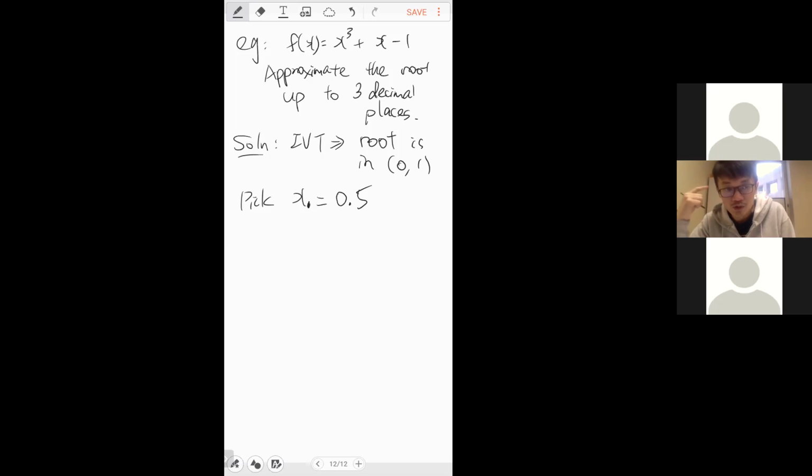Let me say this again. You can pick any point you like. I'm picking the first point to be 0.5. It doesn't have to be 0.5. You can pick 0.1, 0.2, 0.777, whatever, as long as it's between 0 and 1. I'm calling it x1. So x1 is the first point, x2 is the second point, x3 is the third point.